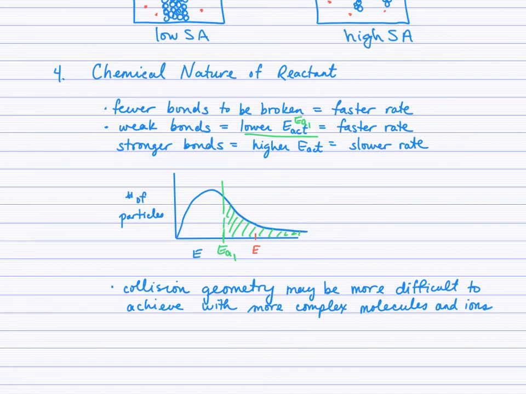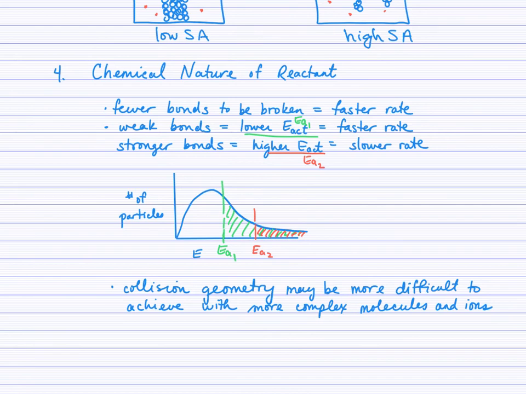Okay, now, if there are stronger bonds present, then a higher activation energy will be required. Let's call that EA2. So here's my EA2. Now look at the area under the curve that I'm marking in red. Again, the area under the curve in a Maxwell-Boltzmann distribution represents the total number of particles possessing at least that energy. And so the area under the red curve is definitely smaller than the area under the green curve.